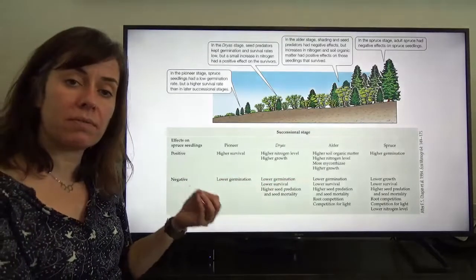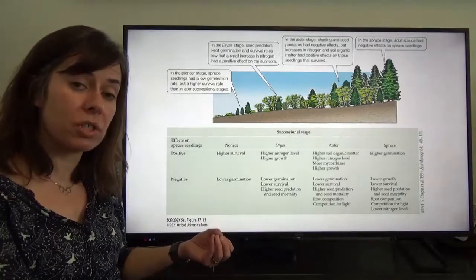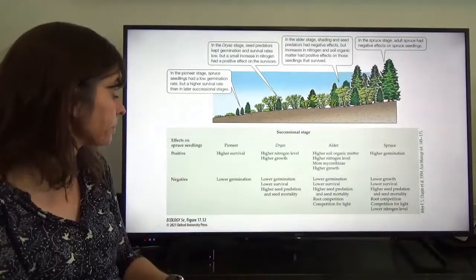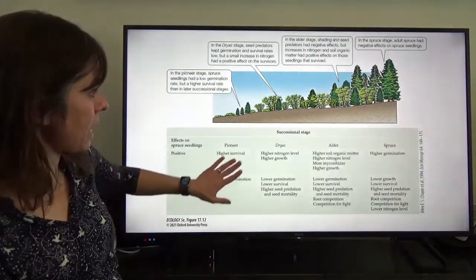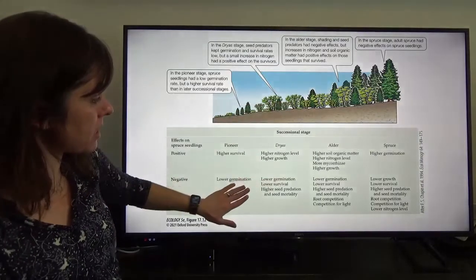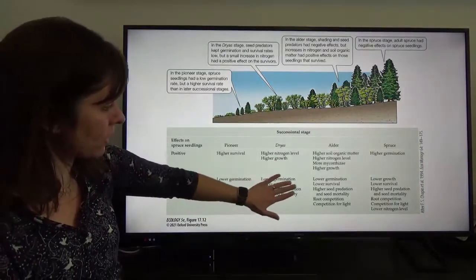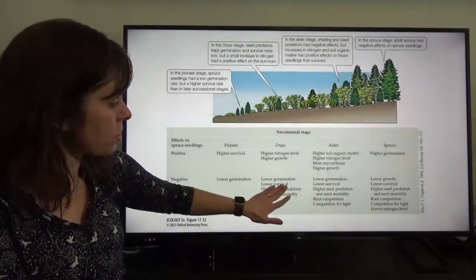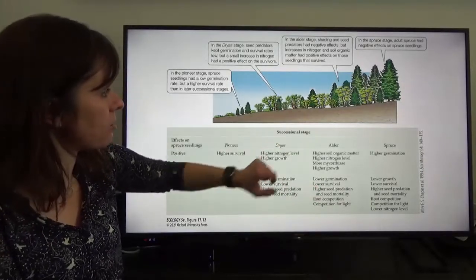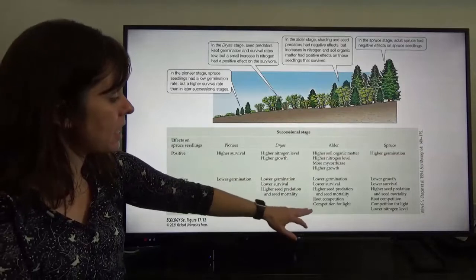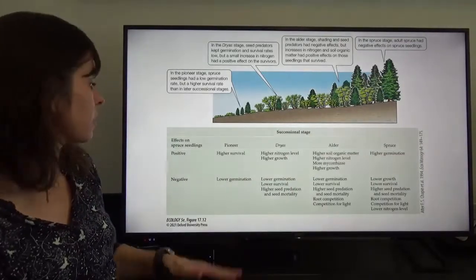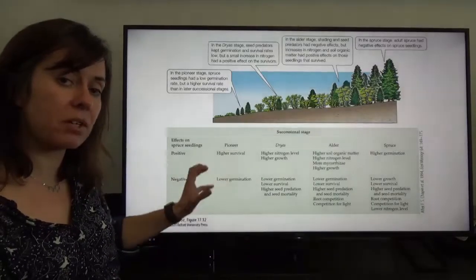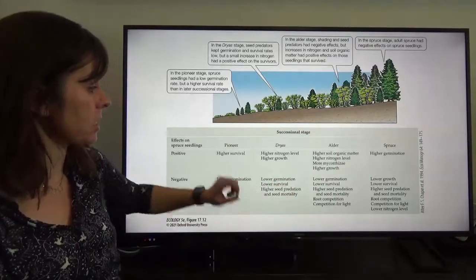This may have to do with those differences in soil moisture conditions, for example. Seeds need a sufficient amount of moisture to imbibe and germinate. So we see these negative impacts on spruce in these other environments, and those increase as you move from one category to the next. So we see higher seed predation and lower survival of seedlings in the alder and the Dryas environments, and in the alder environment, competition for light. So there's a variety of seemingly inhibitory mechanisms that are keeping spruce out of these particular systems.